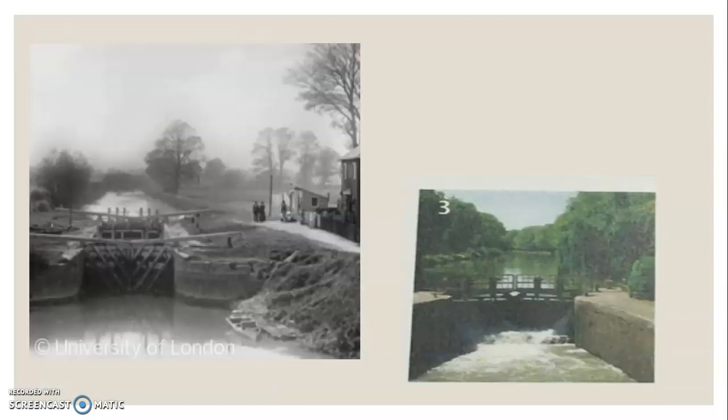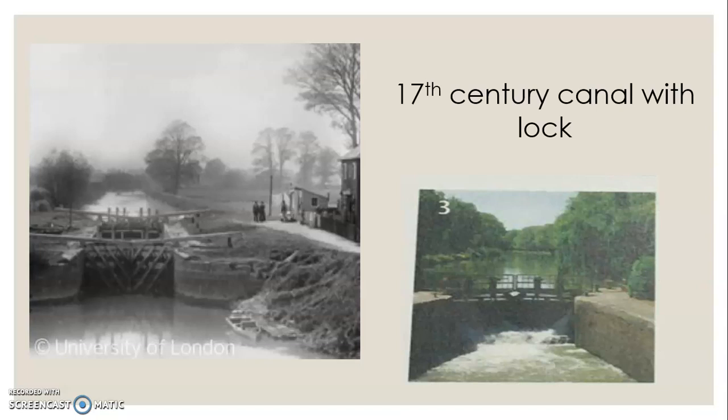Next, this is a very old picture of a 17th century canal with a lock. This is a part of the canal where you can see here, it can be opened from time to time. The villagers normally will schedule the time of when the canal can be opened for water to flow.